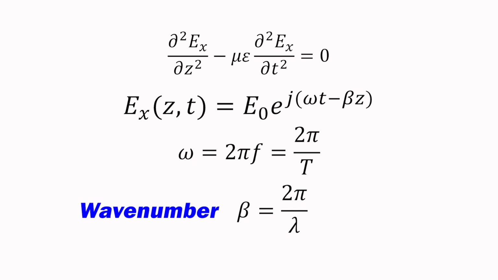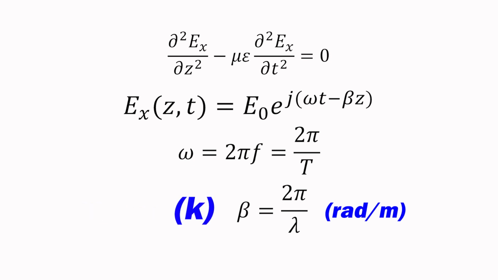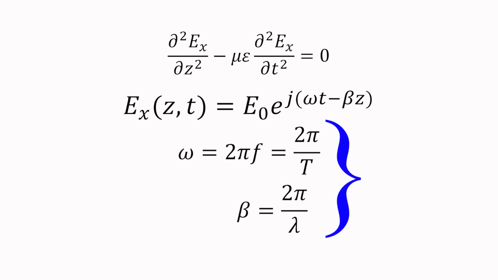Beta is called the wave number, and it is in units of radians per meter. The wave number is also sometimes shown as k, but I will be using beta going forward. The wave number is defined as 2 pi divided by the wavelength lambda. We can see a parallel relationship between omega and beta, and between the temporal period t and the wavelength.